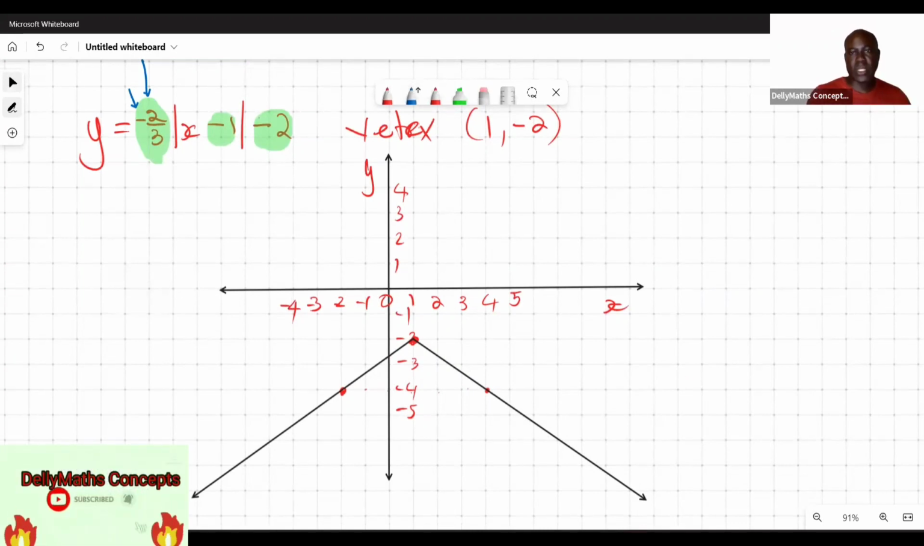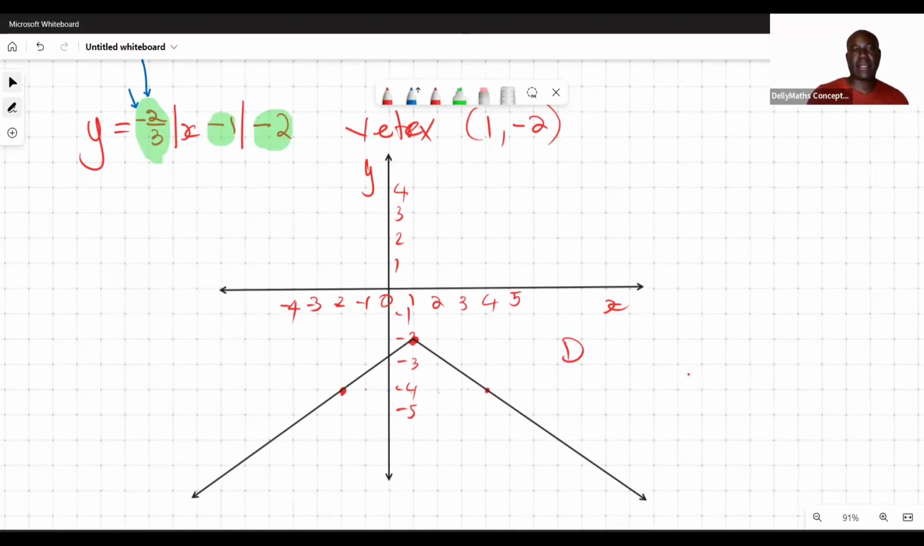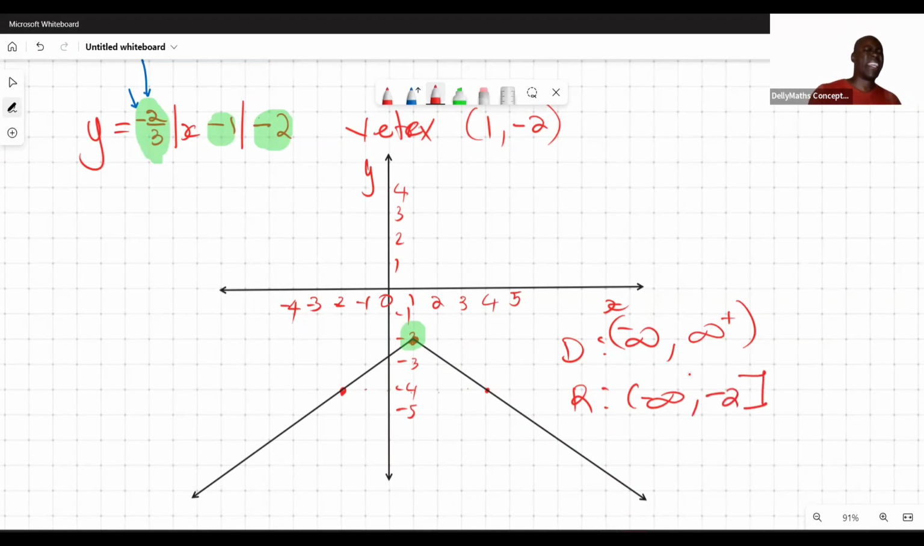Now, let us write what the domain is. You could see that all values on the x-axis can be used. So it's from negative infinity to positive infinity. The range, you can see the largest value is -2. So it's coming from negative infinity up to -2. And that's the range right there.